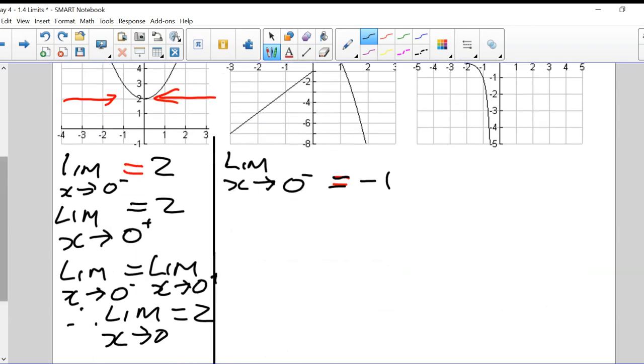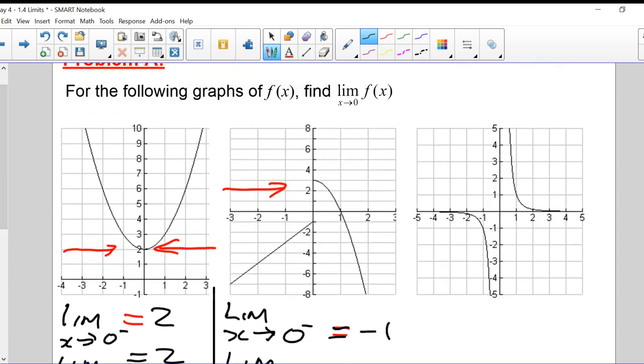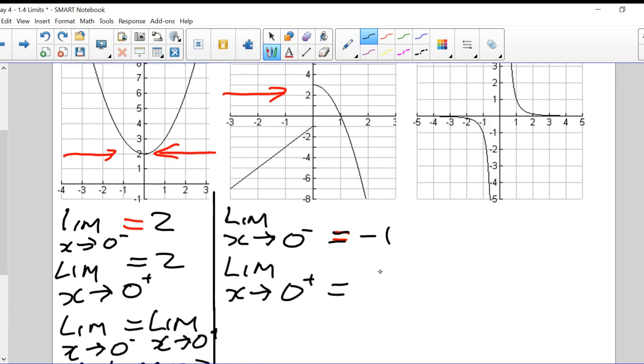So let's ask the question coming from the other side now. What's the limit as x approaches 0 from the right? Same graph. What about that answer? So I'm now approaching it from the right, and everybody is in agreement again that it's 3.